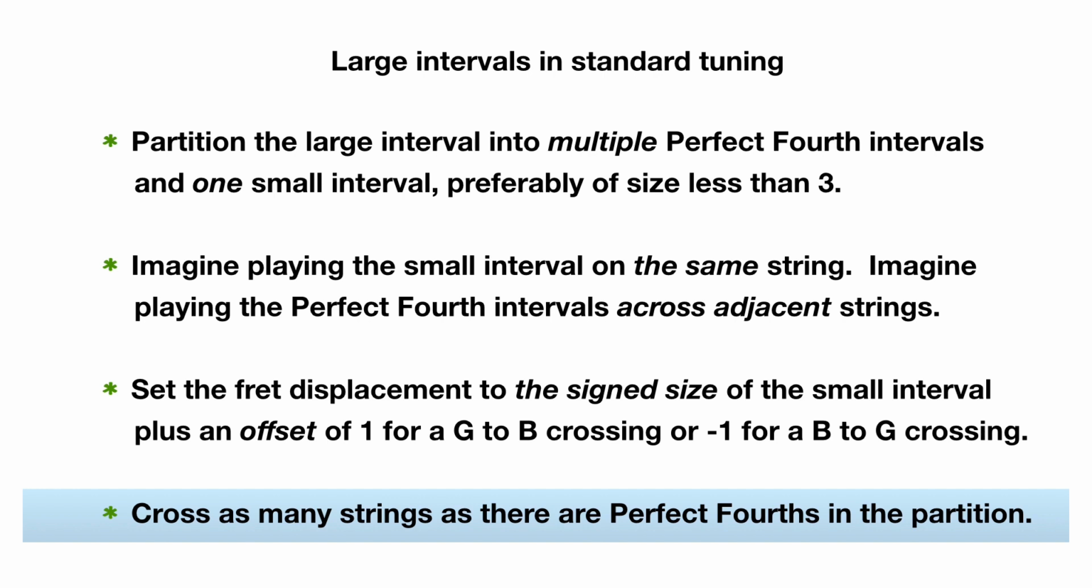To count the cross strings, it helps to imagine that you start and stop right before the initial and final strings. If you have 2 perfect fourths, you cross 2 strings, and so on. The number of crossed strings equals the number of perfect fourth intervals.